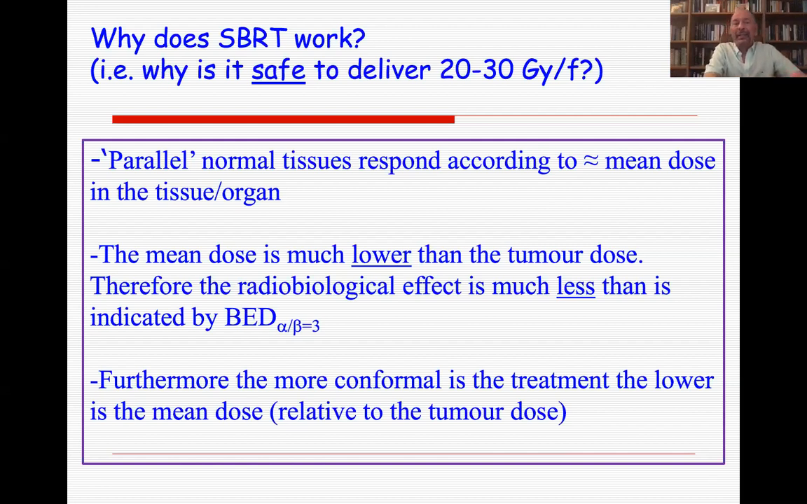The trick is in IGRT, of course, in the fact that you can see now much better than you could in the past, but especially on the physiology, if you want. So parallel organs respond according to the mean dose in the tissue and in the organ. So if you have a parallel organ, the complication is related to the mean dose. The mean dose will be much lower than the tumor dose, because now it's the dose in the whole organ, but only part of the organ is traversed by the beam. So the radiobiological effect is much less than you would get if you calculate a BED, for example, for alpha beta equal to 3 gray, a typical value for normal tissue complications. Furthermore, the more conformal the treatment, the lower the mean dose relative to the tumor dose.